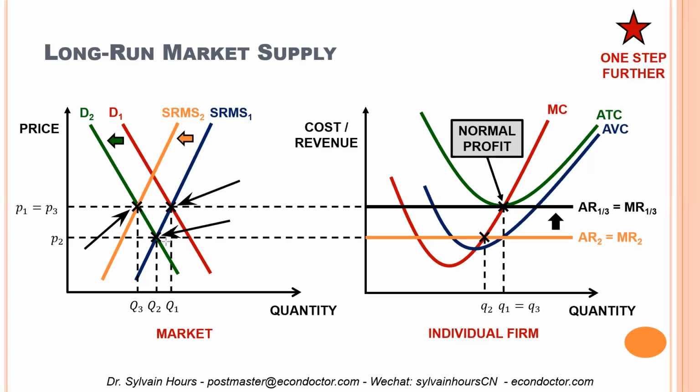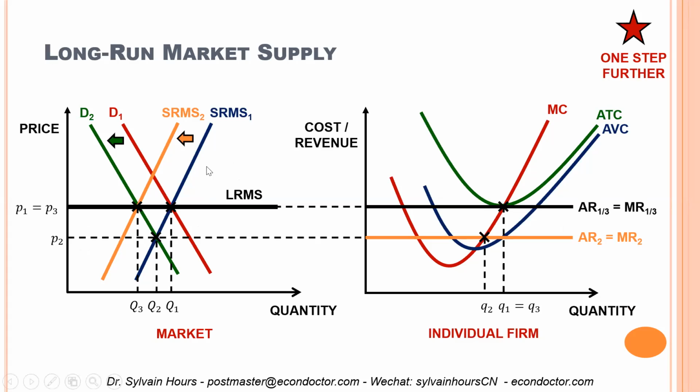We move from one equilibrium to the other. So then, if we want to describe the long-run market supply curve, which is simply the quantity of output that firms are going to supply in the long run, it's simply given by this horizontal line. You see that in the long run, the price is always equal to the minimum of the average total cost.